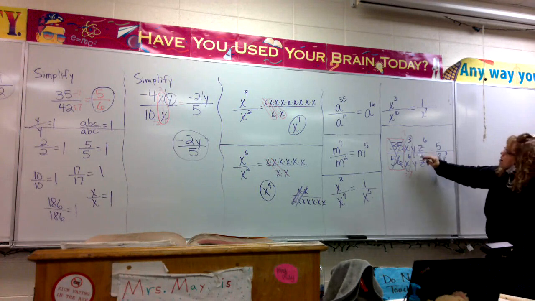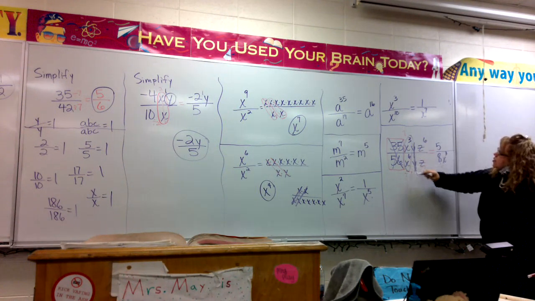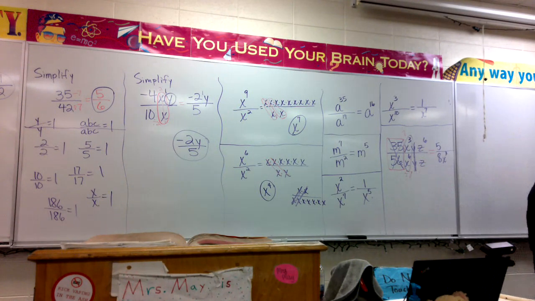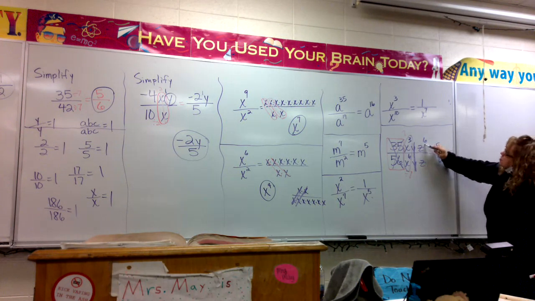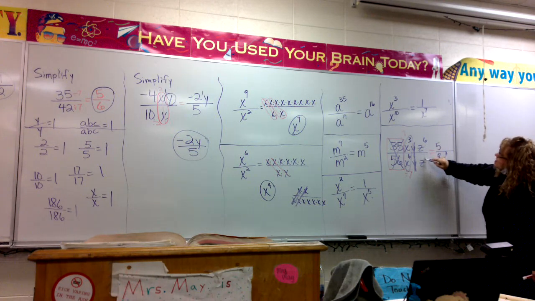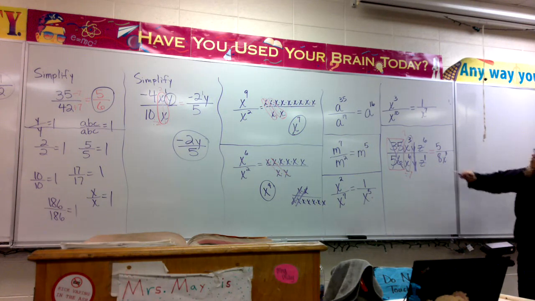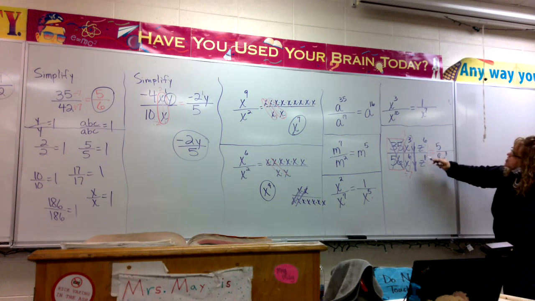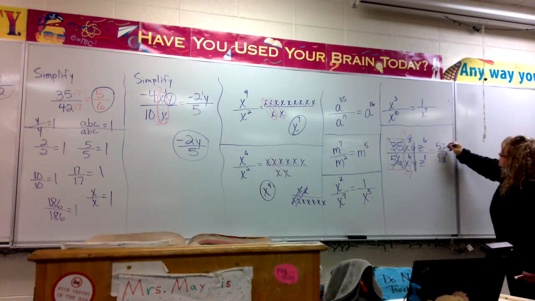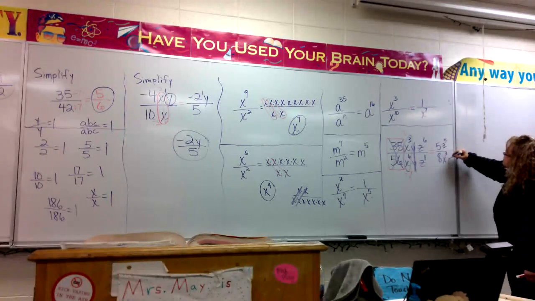Here I have y over y. Y over y is just 1 because anything over itself is 1. And here, z to the 6th, and what did we say is the exponent here? It's not 0. A bunch of you thought it was 0 on the quiz. It's a 1. 6 take away 1 is? And where is the bigger one? On top. So z to the 5th on top.